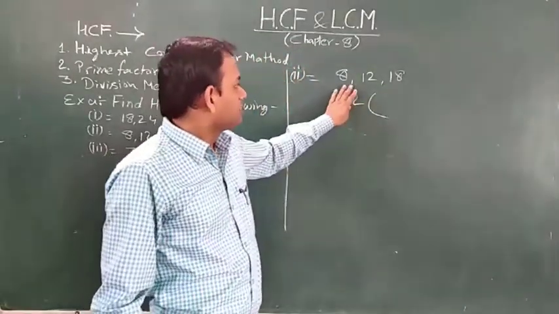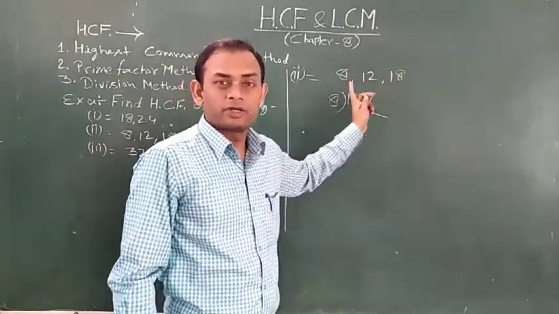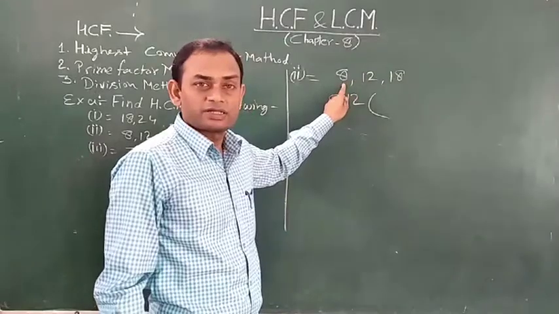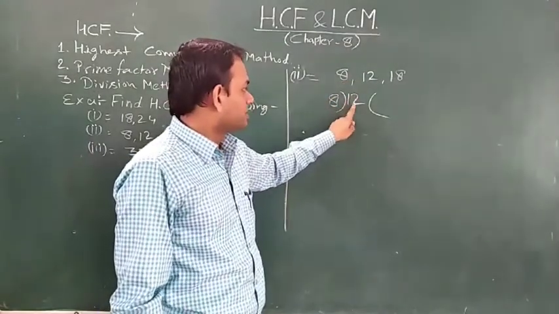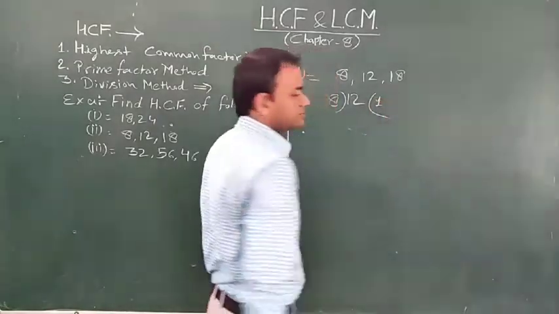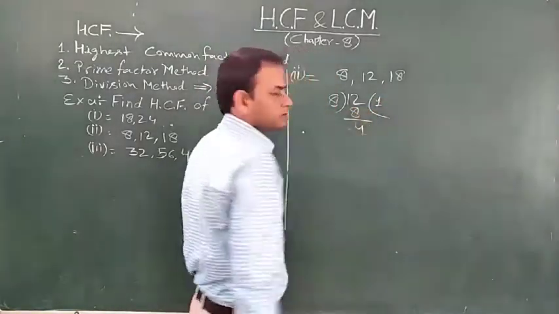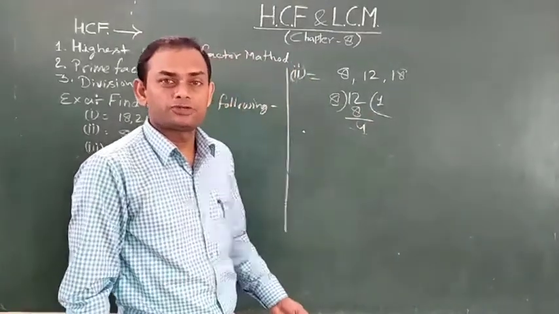This is the smallest number. It is the smallest among them. And 12 is greater than 8. So we will divide 12 by 8. 8 ones are 8. What is left? 4. Again we have to do the same thing.